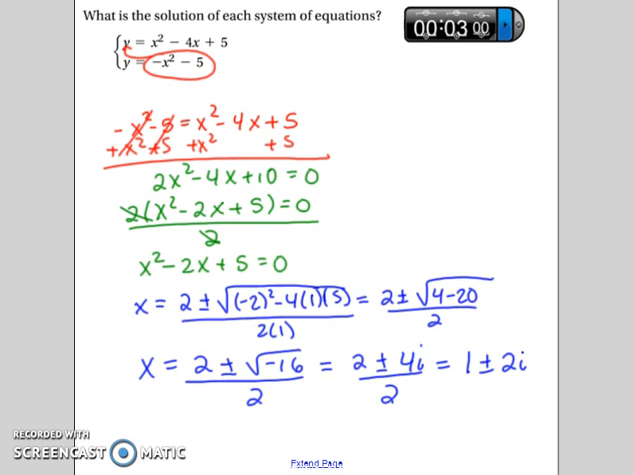Since I have an i in my answer, I can't actually get a real answer. So that means that this has no solution. So this would be one where these two parabolas don't intersect at all. Okay, so you can have no solution if you end up with an i in your answer.